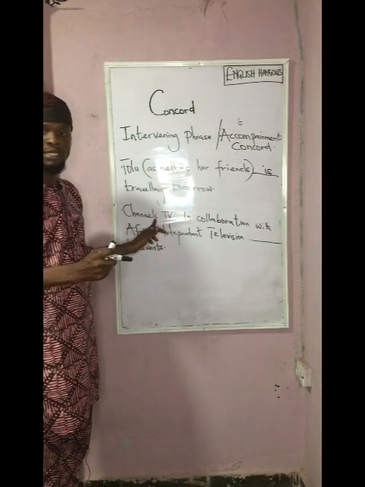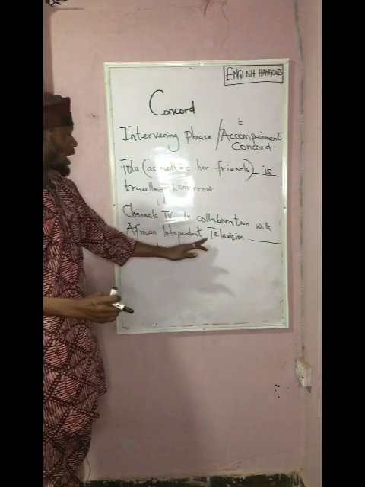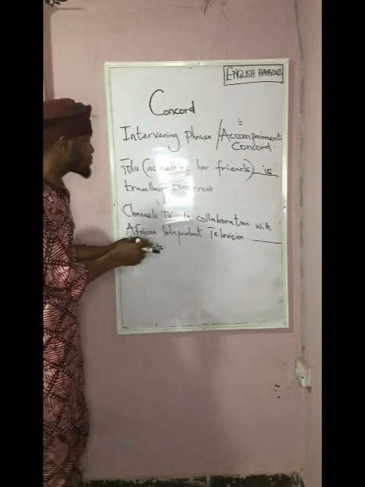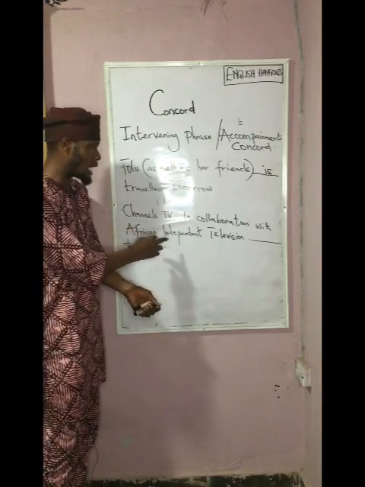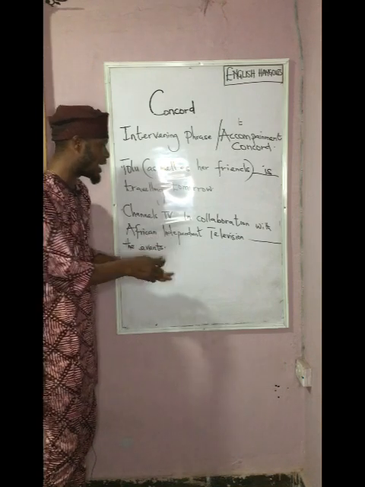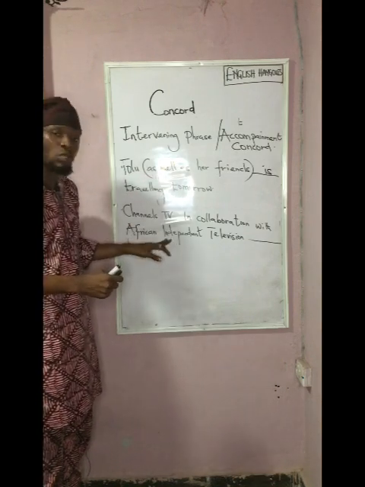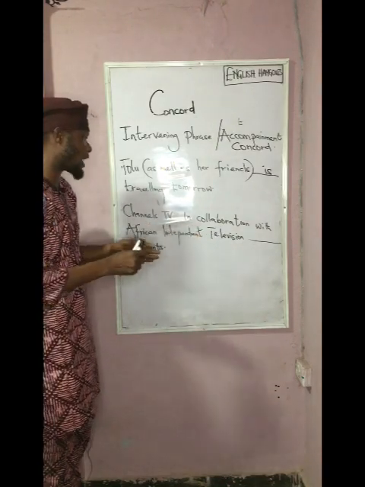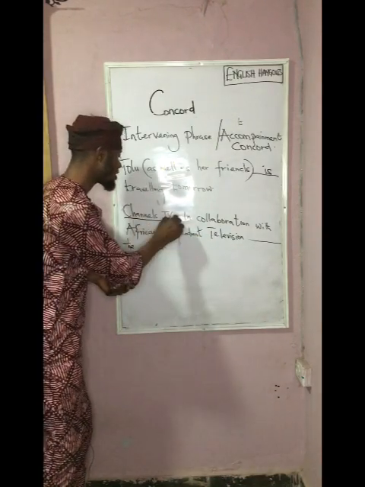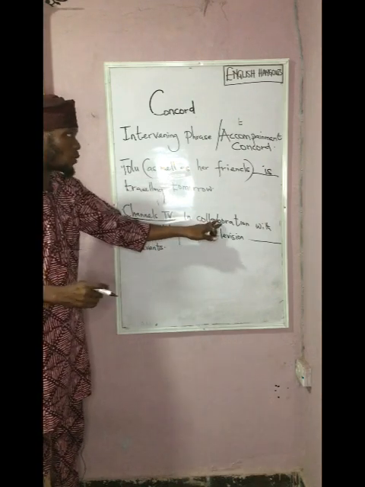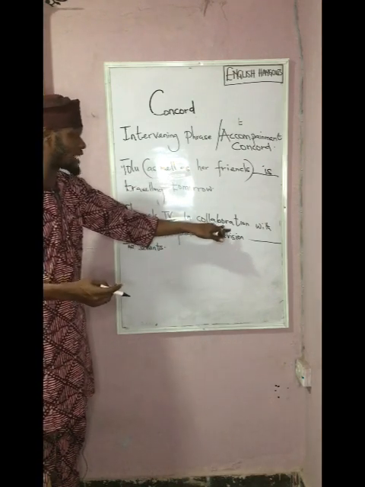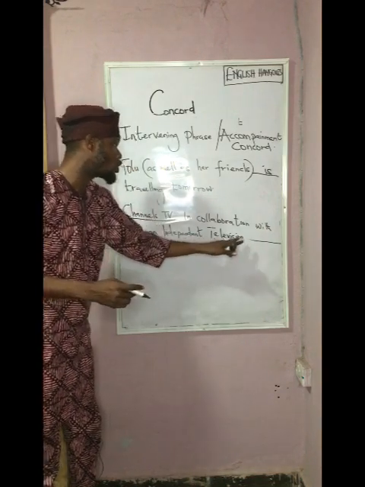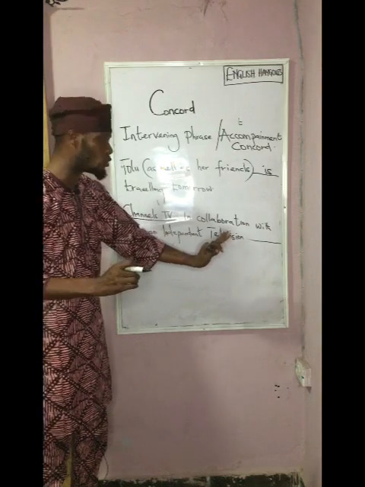Channels TV is a television station. Africa Independent Television, it's also another entity. Despite the fact that we have a noun here and another noun here, it does not mean this subject here is a plural. Channels TV in collaboration with Africa Independent Television. Channels TV here comes first before the accompaniment words or the intervening phrase. Therefore, the verb that will suit this particular expression should be in its singular state.